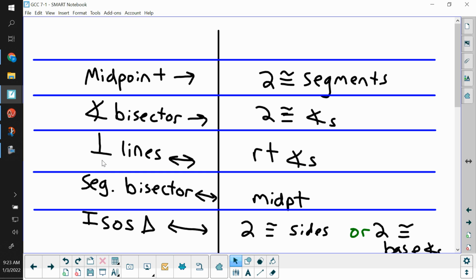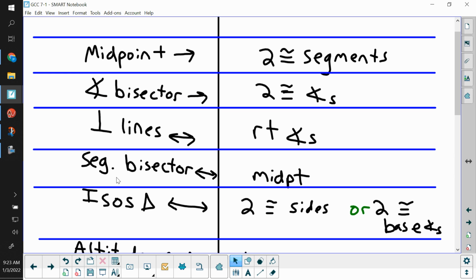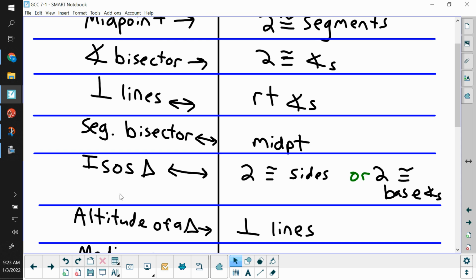And that third one, that symbol is perpendicular. So we would read perpendicular lines imply, and then you would want to be able to say right angles. Next one, segment bisector implies midpoint. Isosceles triangle implies, now the isosceles triangle will imply two different things. We could have two congruent sides or two congruent base angles.